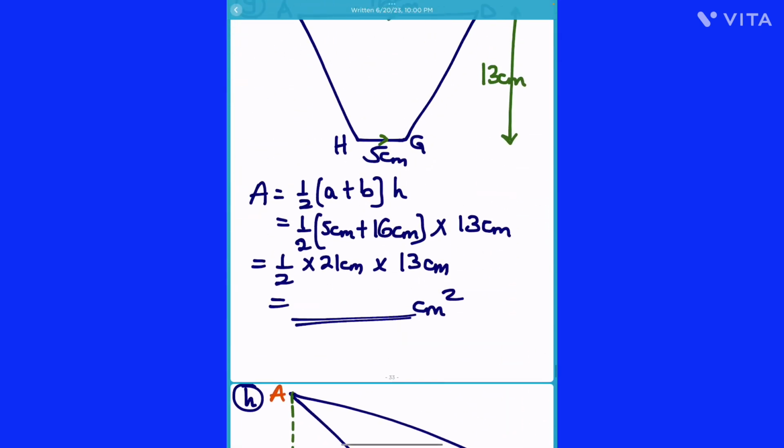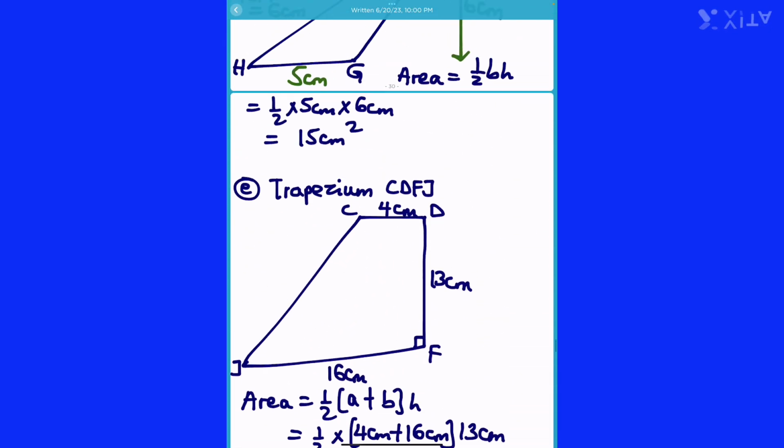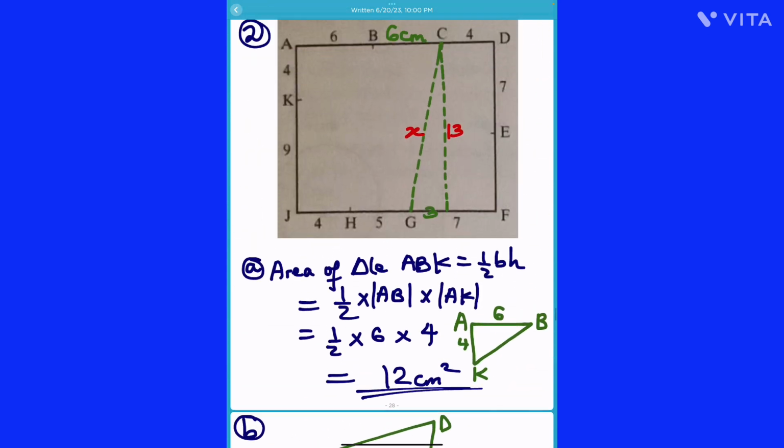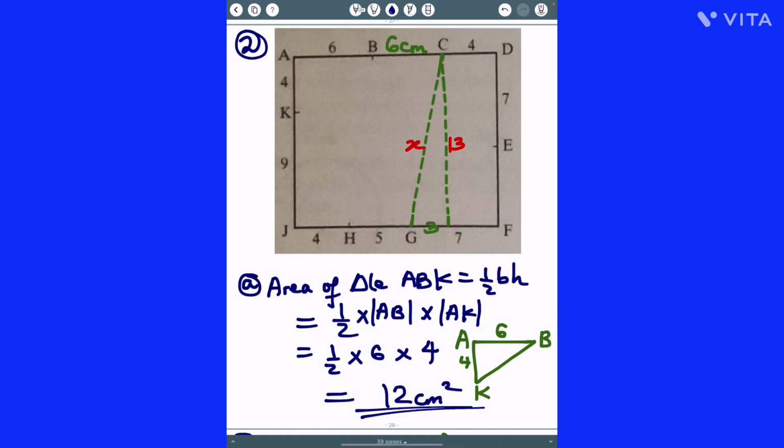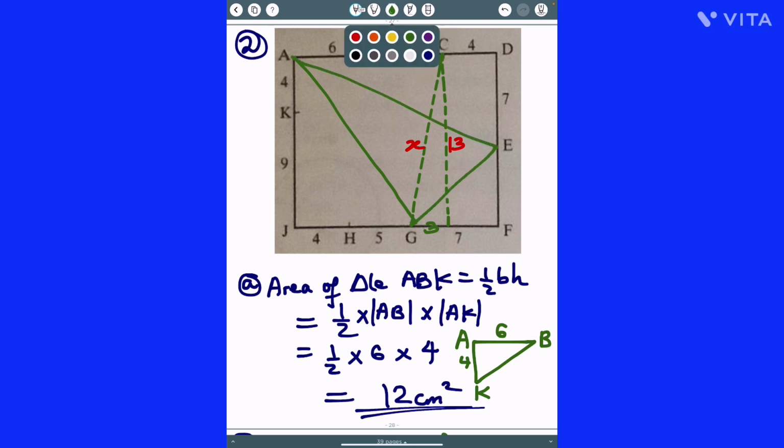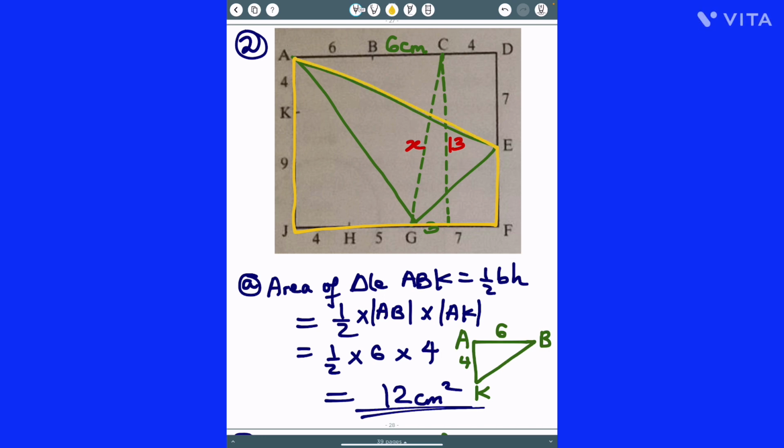Let me show you everything on the original rectangle. In this rectangle, I'm going to draw in red. We need the area of what? Triangle AGE. But you will notice that triangle AGE is a part of trapezium AJFE, this trapezium. So all we need to do is get the area of this yellow trapezium, get everything.